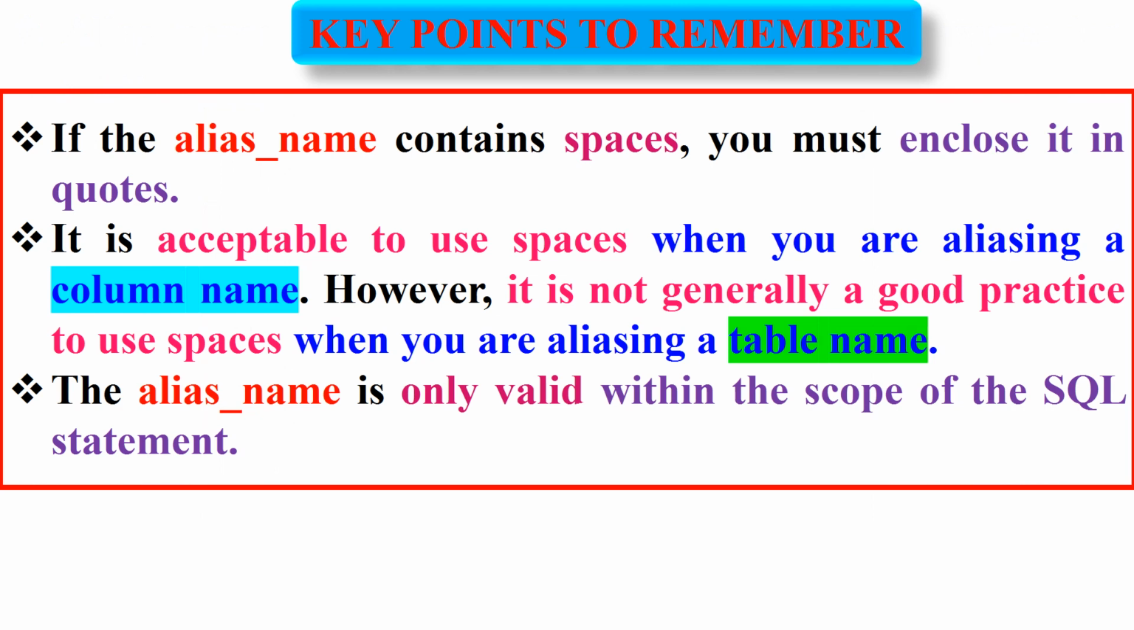Here are some key points to remember. If the alias_name contains spaces, you must enclose it in quotes. It is acceptable to use spaces when you are aliasing a column name. However, it is not generally a good practice to use spaces when you are aliasing a table name. The alias_name is only valid within the scope of the SQL statement.